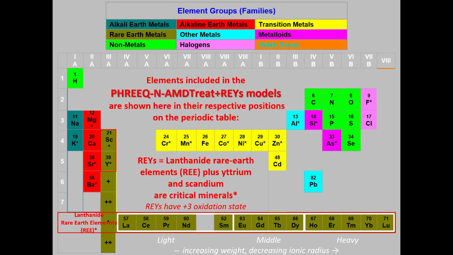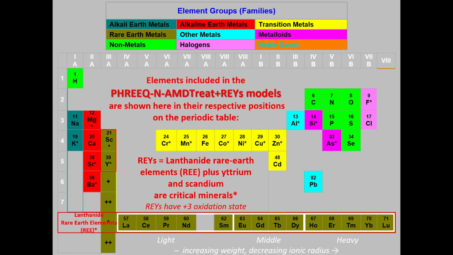So more than half of these elements are included in the geochemical models that I've created, and they're shown in their respective positions on the periodic table. And the models are called the Freak and AMD Treat plus REYs.